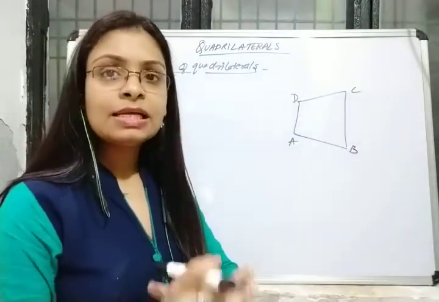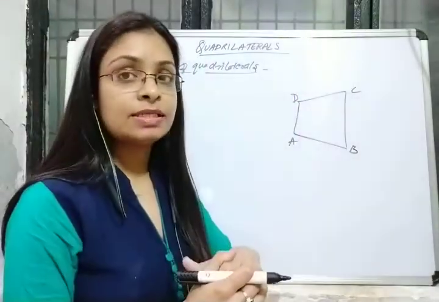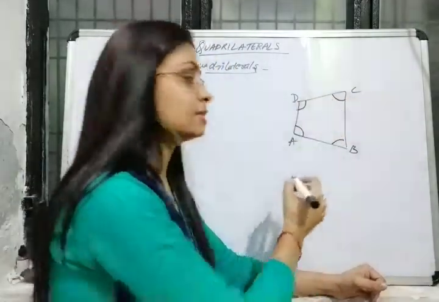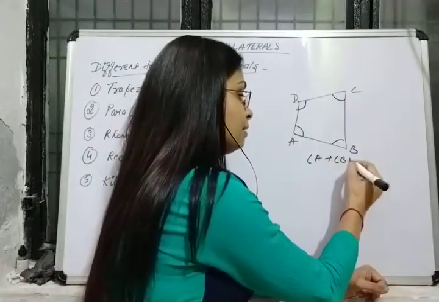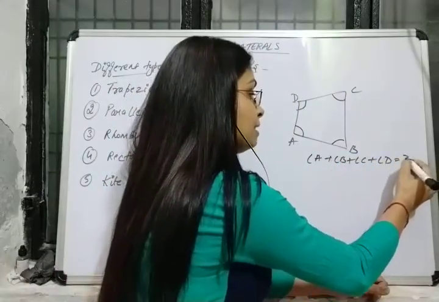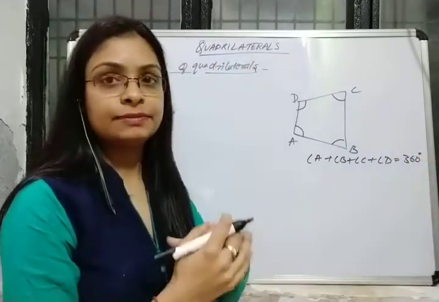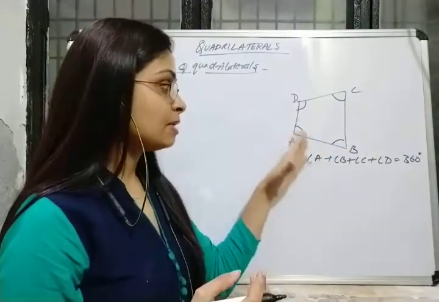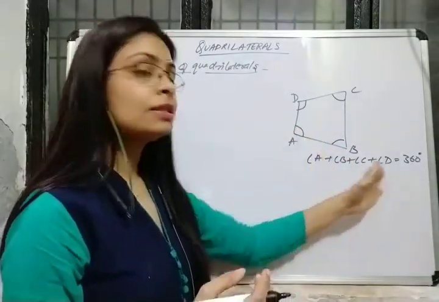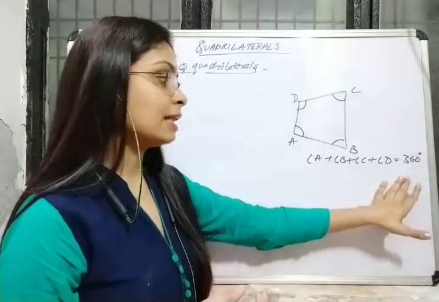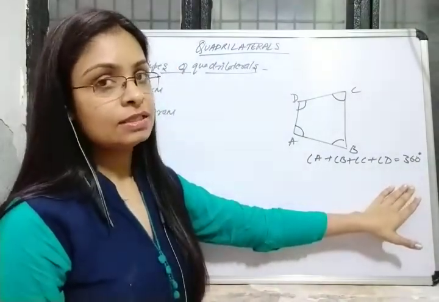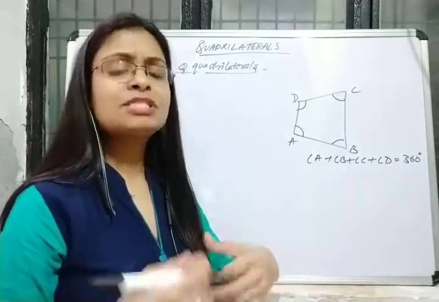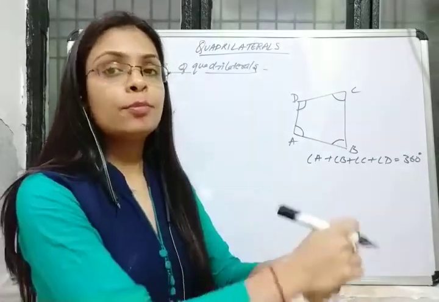So a quadrilateral is just a polygon made up of 4 line segments, and the sum of all interior angles of a quadrilateral, that is angle A plus angle B plus angle C plus angle D, is equal to 360 degrees. Now we are going to discuss some special types of quadrilaterals and their properties.